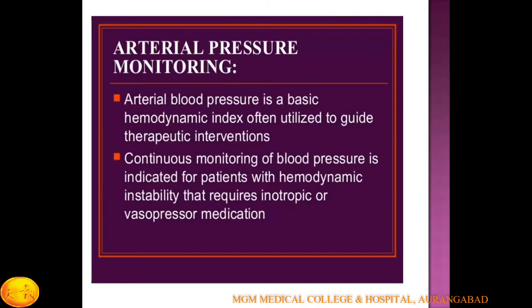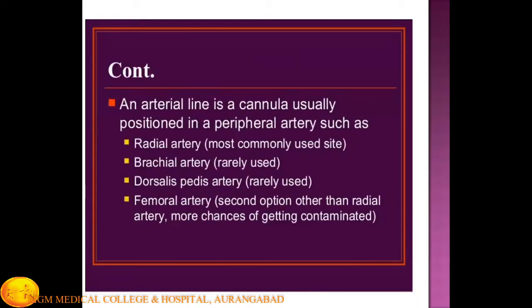As I told, there are many indications for arterial blood pressure monitoring. In gross, whenever there is hemodynamic instability, which has many causes like cardiac dysfunction, a patient with a heart attack, or severe shock because of trauma, accident, bleeding, pulmonary embolism, sepsis, very severe vascular dilatation, or if you give a patient any injection and anaphylactic shock is present. So for any hemodynamic instability, we require to monitor the blood pressure continuously with arterial blood pressure.